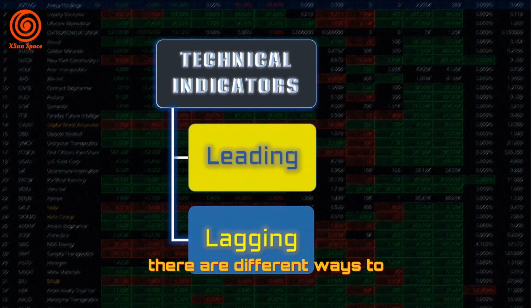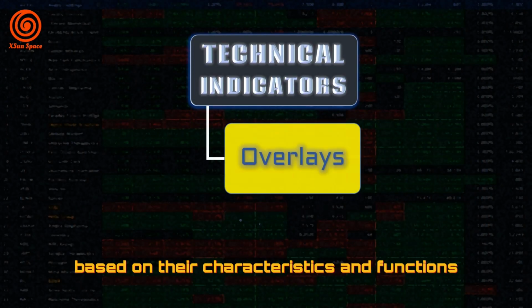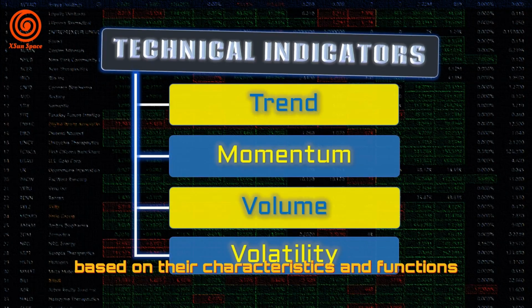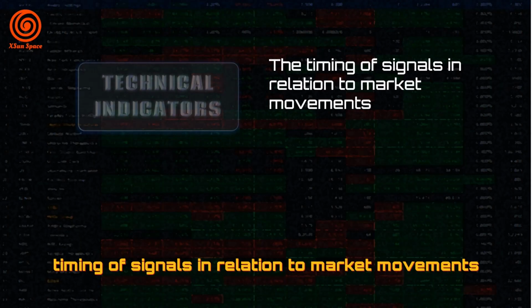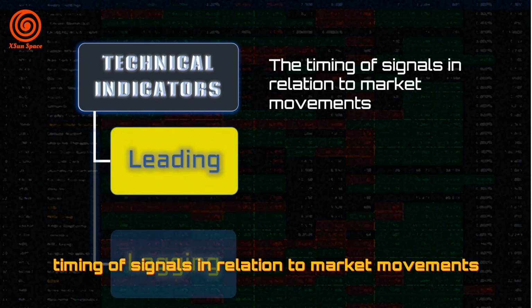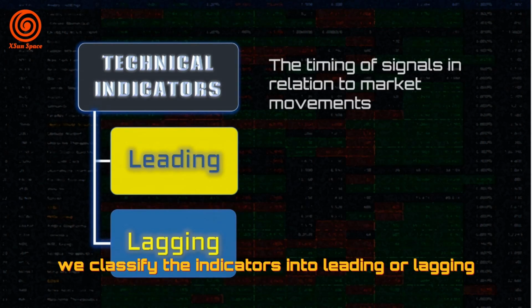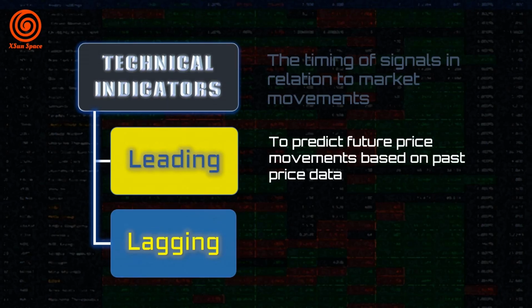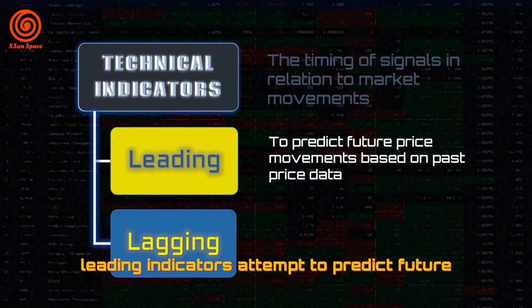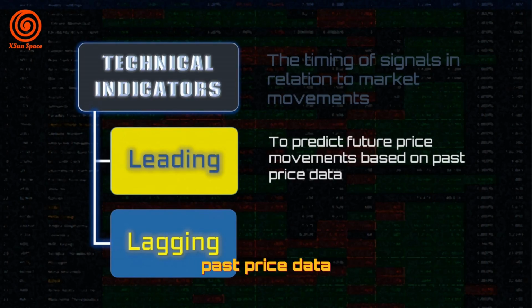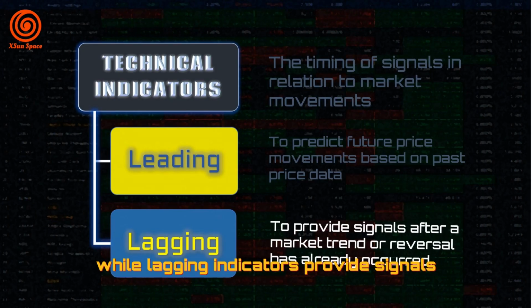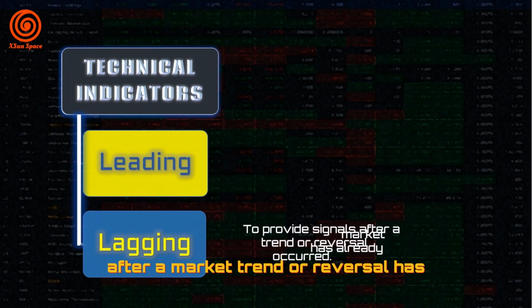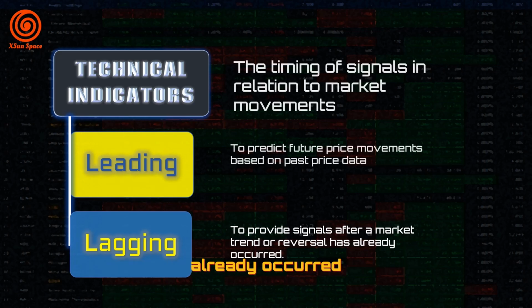There are different ways to classify indicators based on their characteristics and functions. In terms of the timing of signals in relation to market movements, we classify the indicators into leading or lagging. Leading indicators attempt to predict future price movements based on past price data, while lagging indicators provide signals after a market trend or reversal has already occurred.